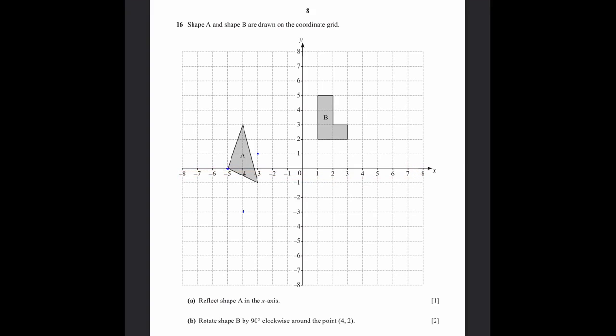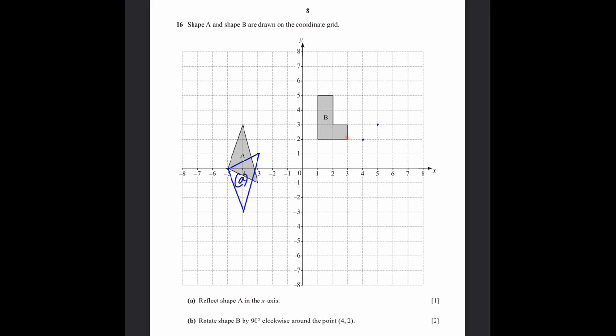So the third point will be there, and we can just connect the dots now. Since it's a triangle, there's only 3 points, and that's the answer. I'll name it as part A. Now part B, rotate shape B 90 degrees clockwise around the point 4, 2 over here. So rotating it clockwise, let's do point by point. This one, clockwise 90 degrees around this one, will go there, 5, 3.